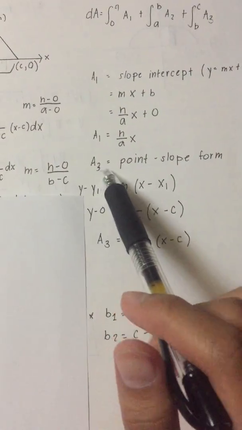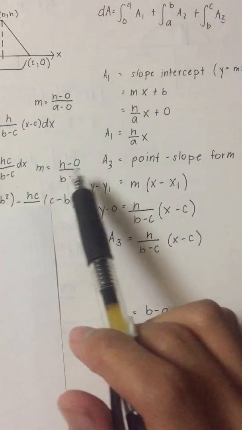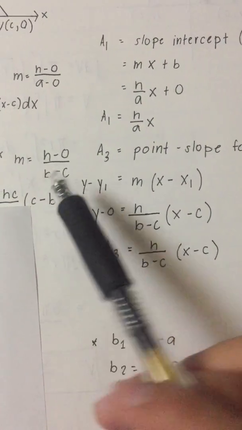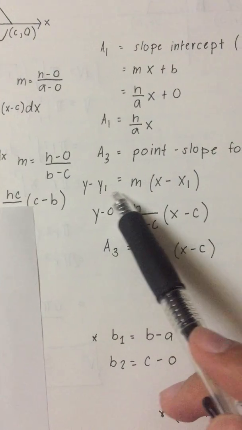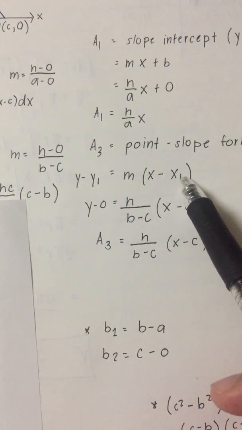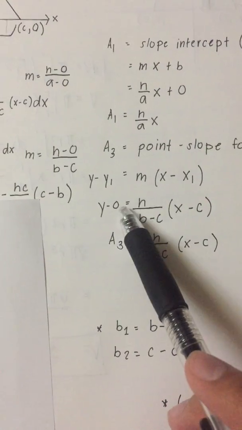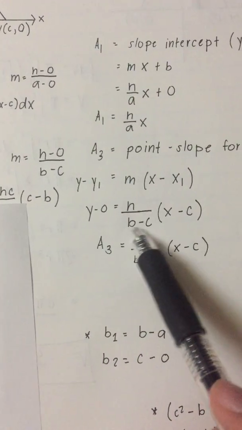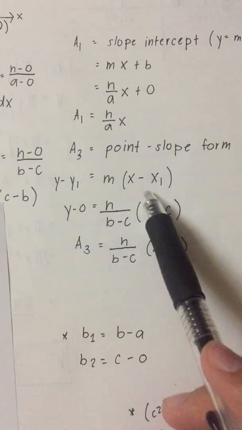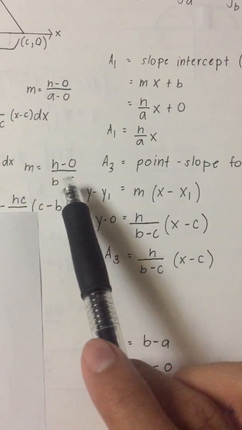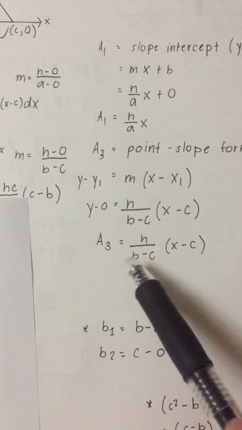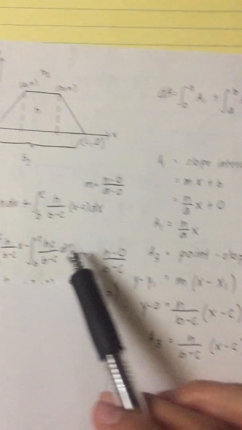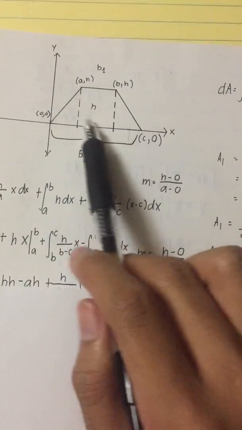Then to get A3, we use the point-slope form. The slope m is equal to h minus 0 over b minus c. So y minus y1 is equal to m times x minus x1, and y1 is equal to 0. So we simply get y is equal to m, which is h over b minus c, times x minus c, and c comes from right here. So our A3 is now h over b minus c times x minus c. For A2, we just simply get the height h because this is a rectangle.